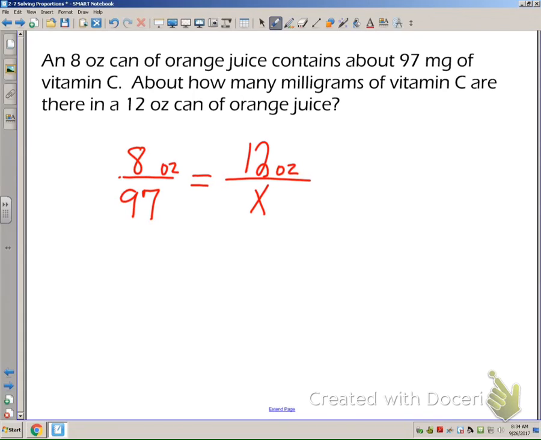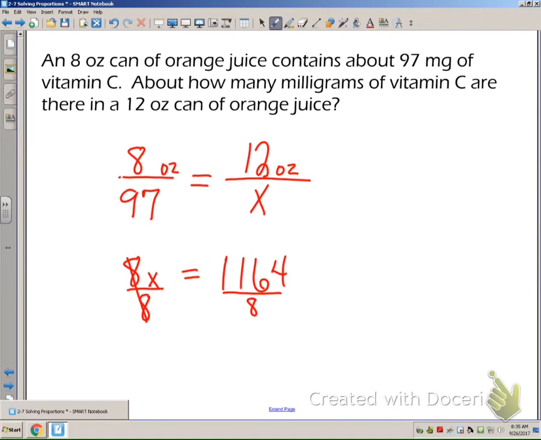So I'm going to cross multiply and divide. 8x equals 97 times 12. Let's see here. 97 times 12 is 1,164. Then to get x by itself, I want to divide both sides by 8. It's being multiplied by x. I want to undo that multiplication, so I'm using the division property of equality and dividing both sides by 8.